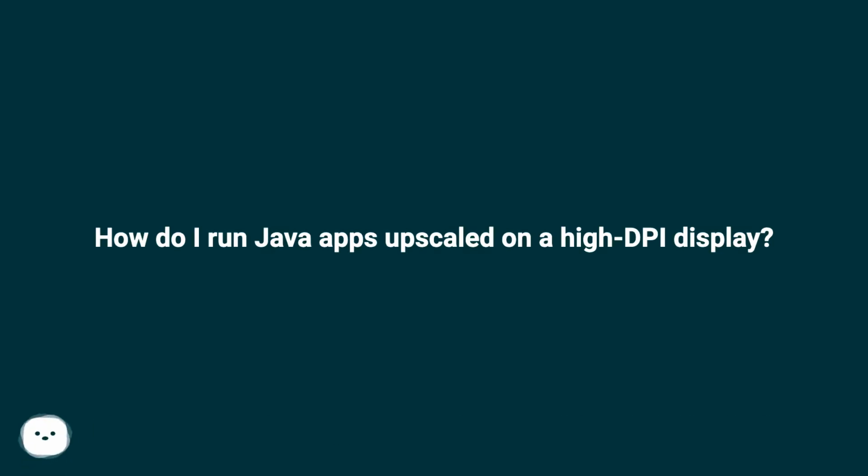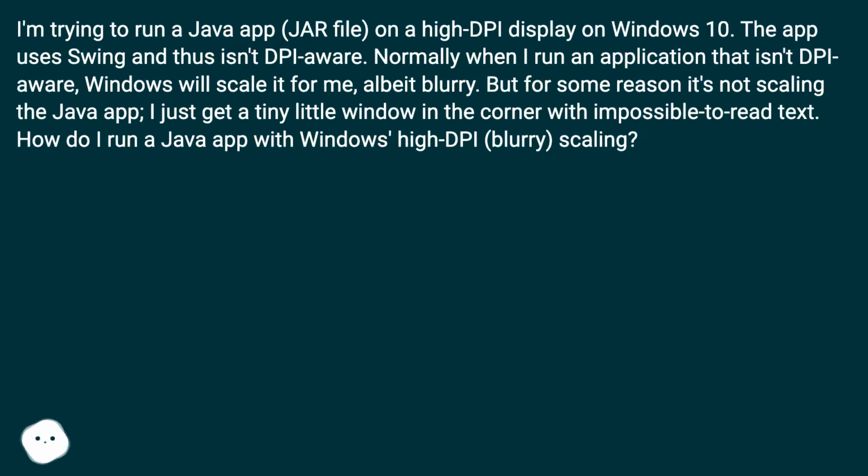How do I run Java apps upscaled on a high DPI display? I'm trying to run a Java app, a jar file, on a high DPI display on Windows 10. The app uses Swing and thus isn't DPI aware. Normally, when I run an application that isn't DPI aware, Windows will scale it for me, albeit blurry.